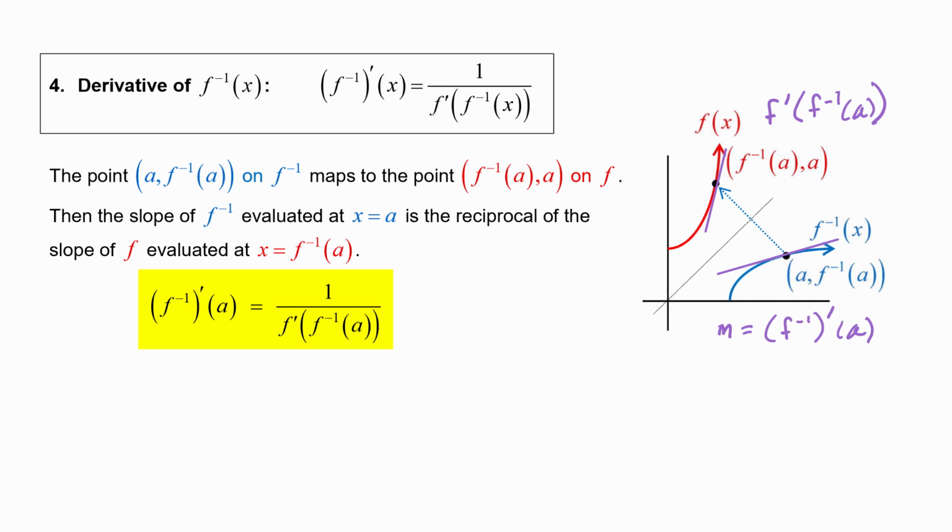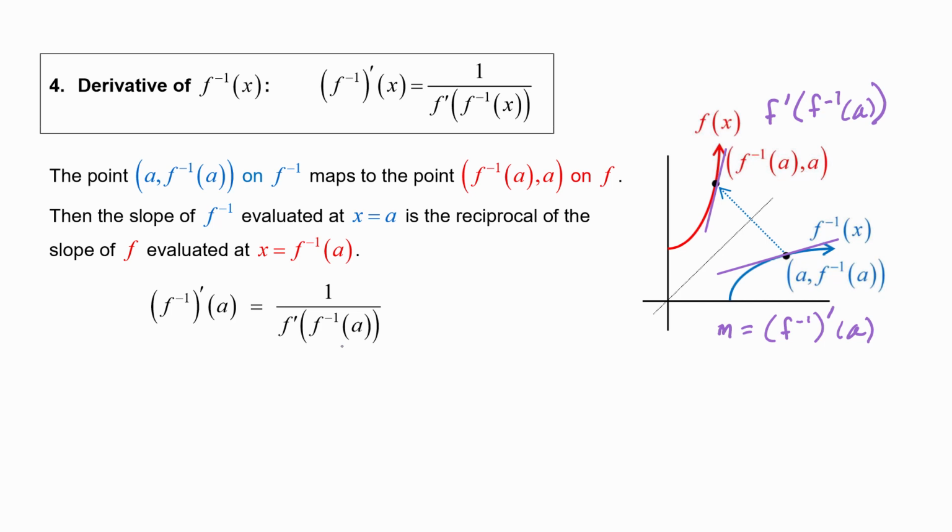Now it makes sense that these slopes are going to be reciprocals. If I know the slope of this line on the graph of f, and then I have to switch x and y values to get to the graph of f inverse, then it makes sense that the slope of this line is going to be the reciprocal of the slope of this line. The x's and y's changed places from f to f inverse. So if this was a slope of 3, this would be a slope of 1/3. And that's all because x and y switch places as you go from f to f inverse.